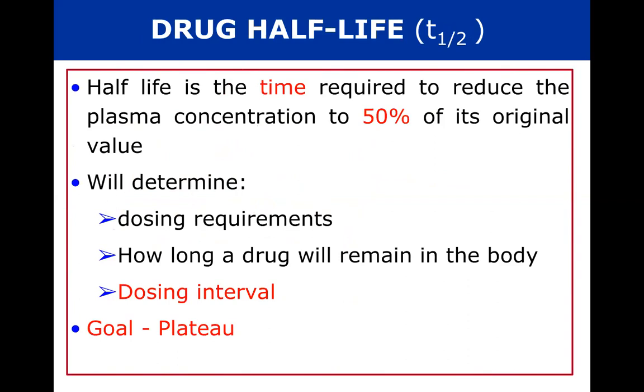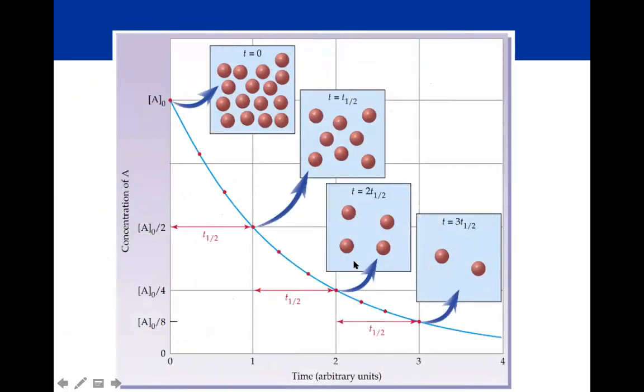Now reaching the drug half-life. Half-life is the time required to reduce the plasma concentration to 50% of its original value. This half-life will determine the dosing requirements, how long a drug will remain in the body, and the dosing interval, because our goal is to keep the concentration in a plateau form, steady state, in the systemic circulation.